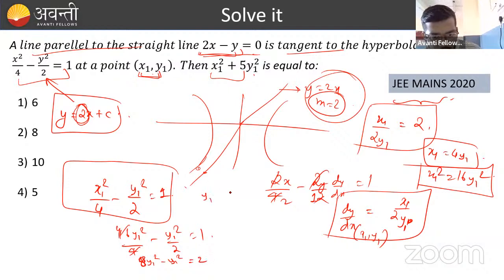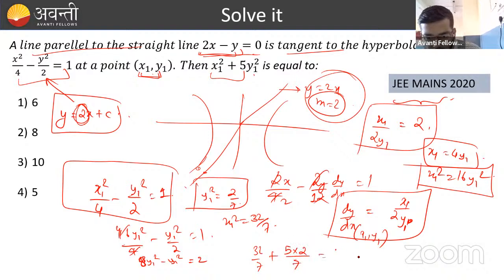So y1 square comes out to be 2 by 7, right? So x1 square will be 16 into 2, 32 by 7. So x1 square plus 5y1 square will be 32 by 7 plus 5 into 2 by 7. This comes out to be 42 by 7, which is 6. So this value is equal to 6.